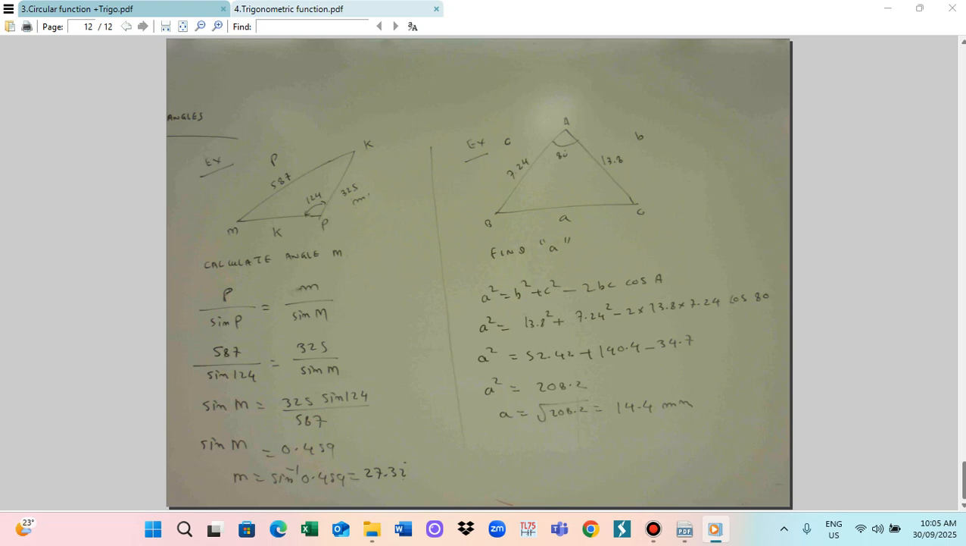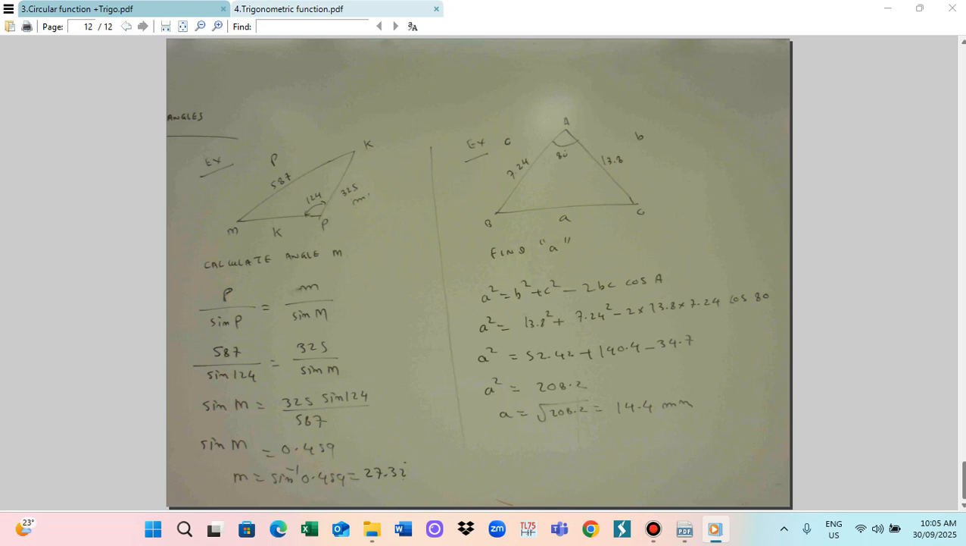So we use the cosine rule equation: a squared is equal to b squared plus c squared minus 2bc cos A. So a squared is equal to b squared, which is 13.8 squared, plus c squared, which is 7.24 squared, minus 2 into 13.8 multiplied by 7.24, and then cos 80. Then we can calculate a.